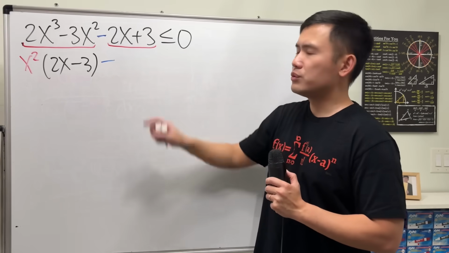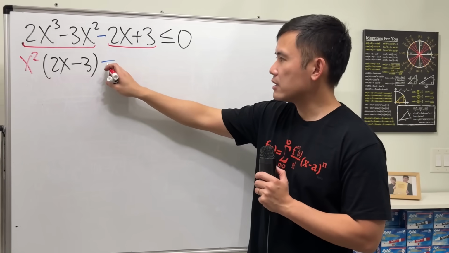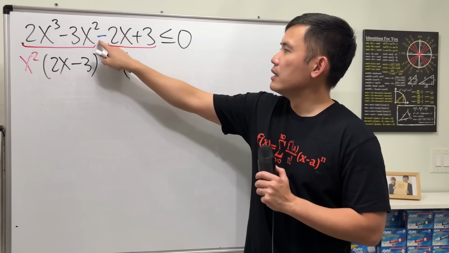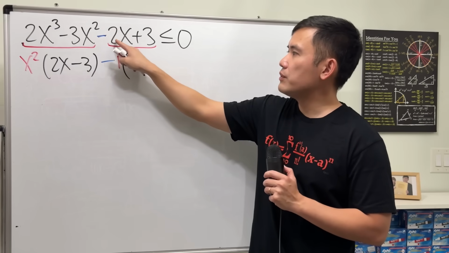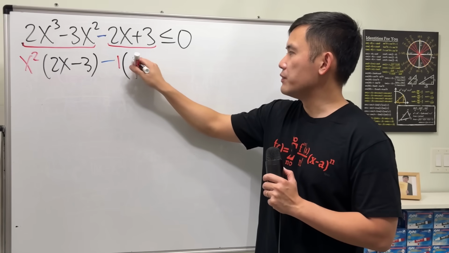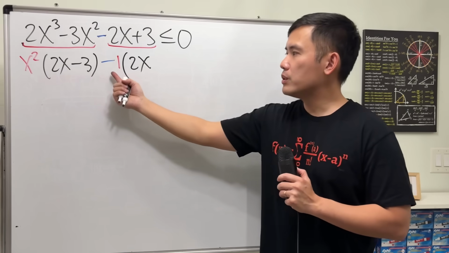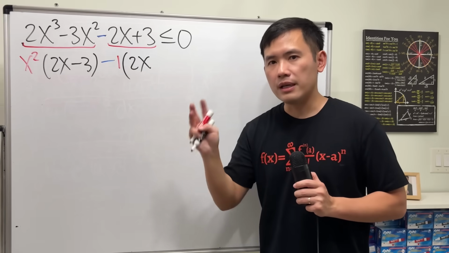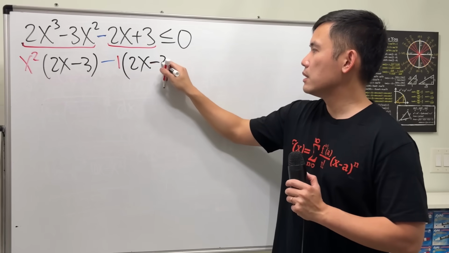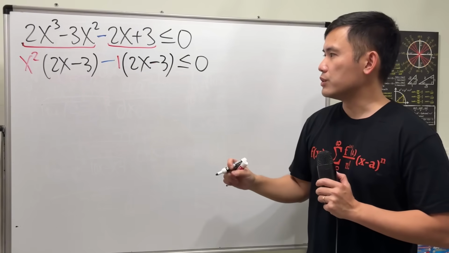Now, 2x minus 3, we cannot factor out anything, but technically, we are going to factor out negative 1. Because you will see, right here, this term originally is negative 2x. Divided by negative 1, we will end up with positive 2x. This term is positive 3, but we took out the negative 1. Just think about it as 3 divided by negative 1, and we end up with negative 3. And still maintain the same less than or equal to 0.